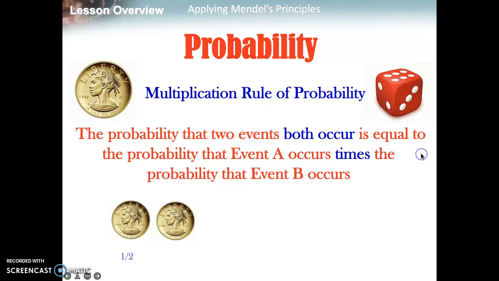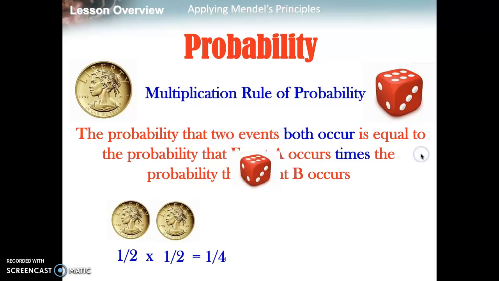as they flip. We know the first coin has a 1 in 2 chance of being a head. We know the second coin has a 1 in 2 chance of being a heads, or 50% chance. So the chances of them both coming up heads is the product of the individual probabilities. We multiply. If you have a product, you are multiplying. So the overall probability of getting 2 heads is 1/4.